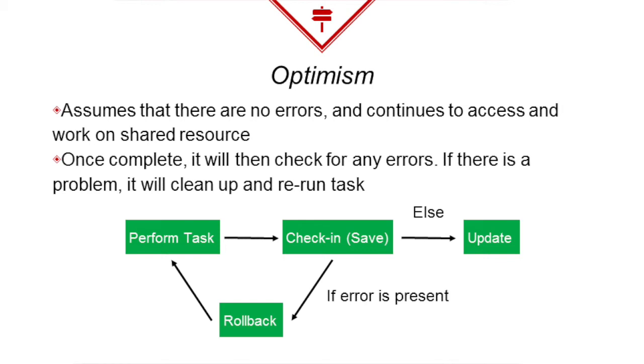As you can see, a typical pattern is as such, where the thread proceeds to perform a task and a check-in or save, and if it sees that an error is present, it can roll back the changes and rerun the method using the updated shared resource values. This way, it prevents race conditions from happening.